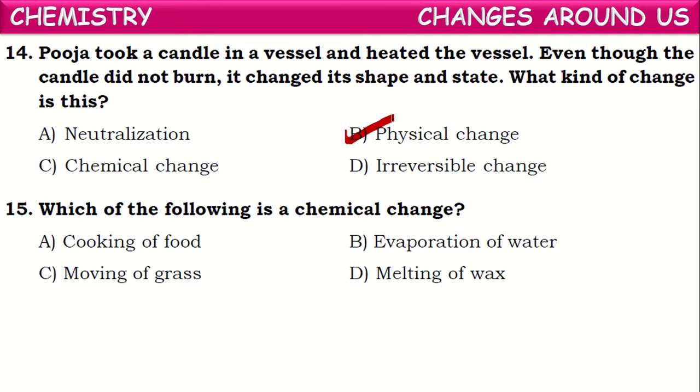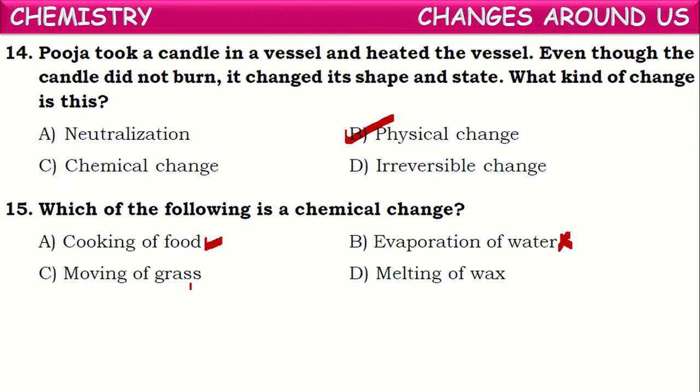Cooking of food. Yes, cooking of food is a chemical change because when raw food is cooked, it changes its composition and it is cooked. But from the cooked food, we cannot get back the raw food items. So it is irreversible and a chemical change. What about evaporation of water? Evaporation of water is a physical change because there is a change only in the physical property like state. Liquid water changes into gaseous water vapor form, but chemical composition remains same. So it is a physical change.